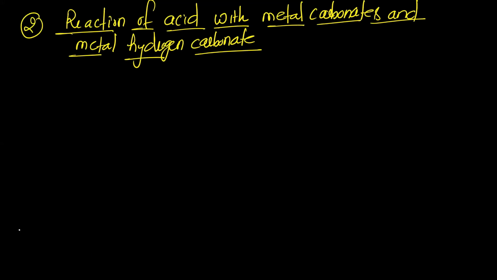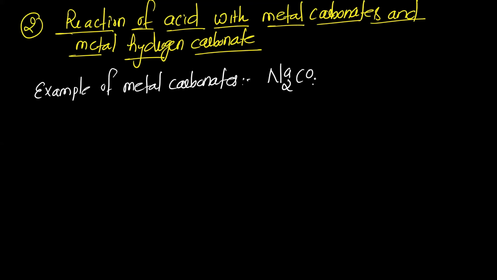What are the examples of metal carbonates? For example, sodium carbonate, Na2CO3, calcium carbonate, CaCO3, potassium carbonate, K2CO3, magnesium carbonate. You can write many examples of metal carbonates. They are made up of metals and carbonate ions. Sodium carbonate, calcium carbonate, potassium carbonate, magnesium carbonate are some of the examples of metal carbonates.